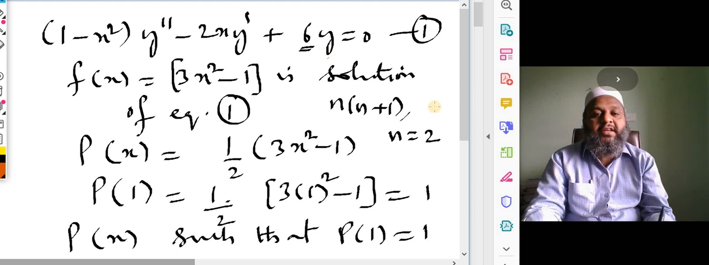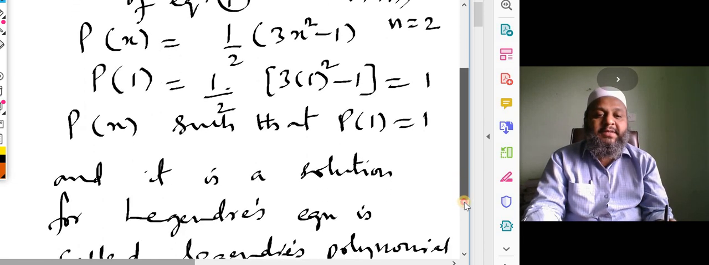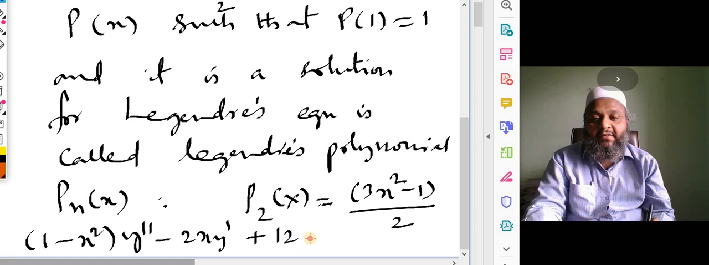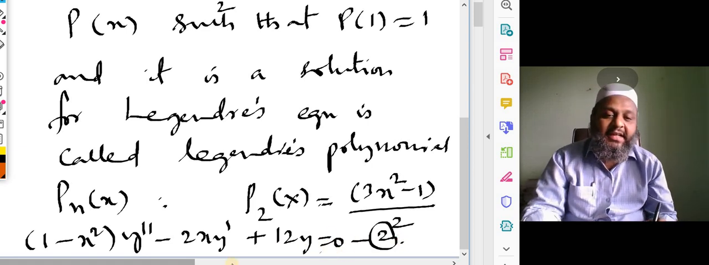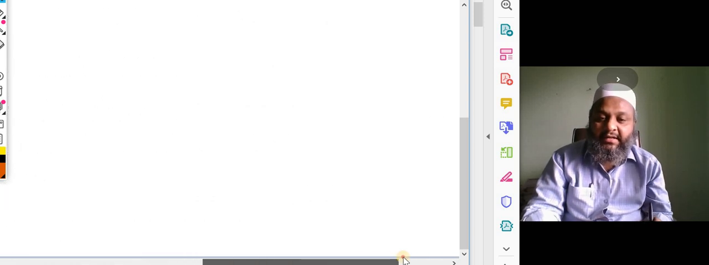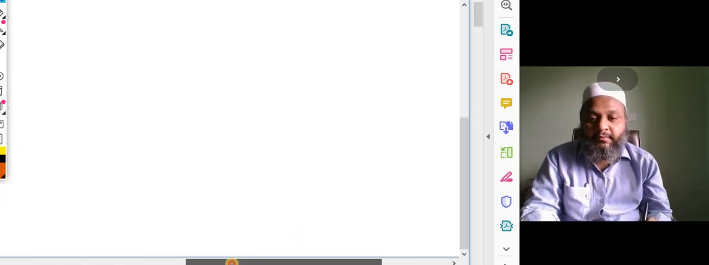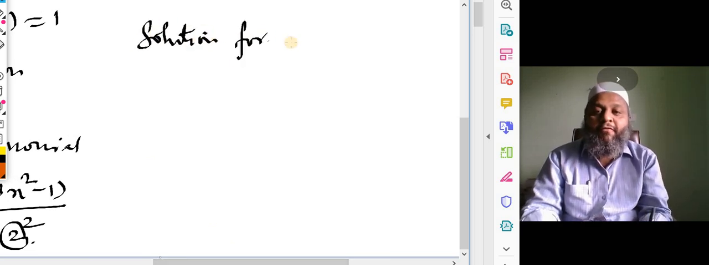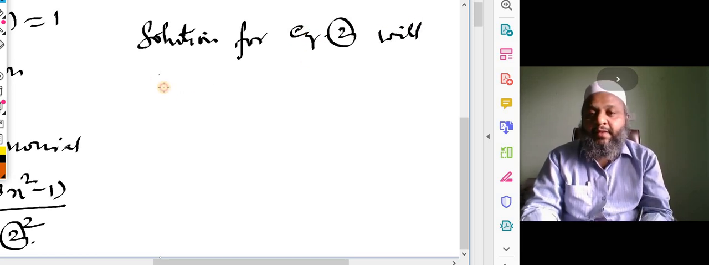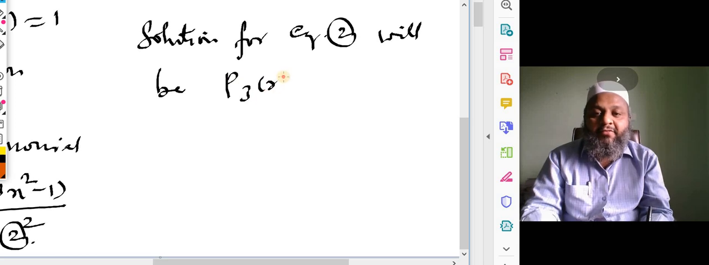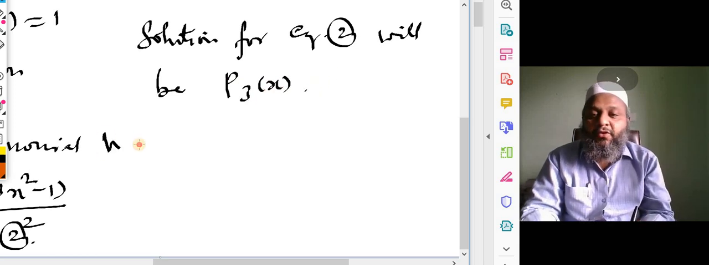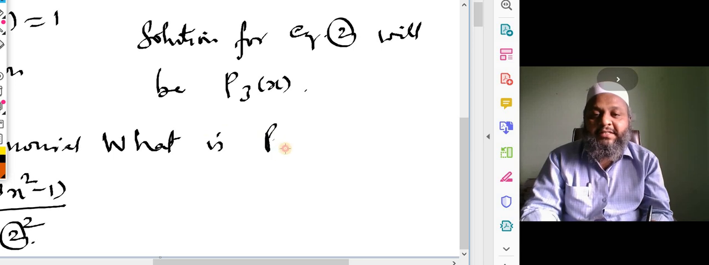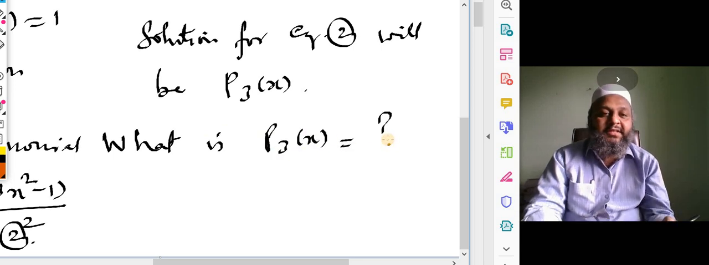3 into 4 is 12. If I have 12y, then it is a special case again, that is 12y equal to 0. If this is equation number 2, then obviously you can say that the solution for equation 2 will be p3 of x. But the question comes, what is p3 of x? How much is p3 of x?